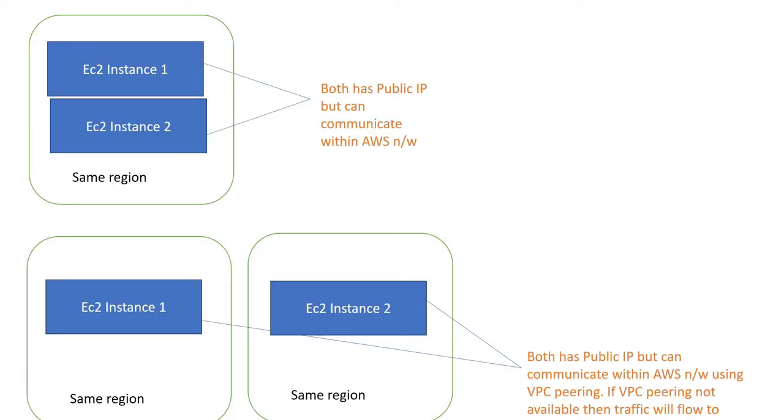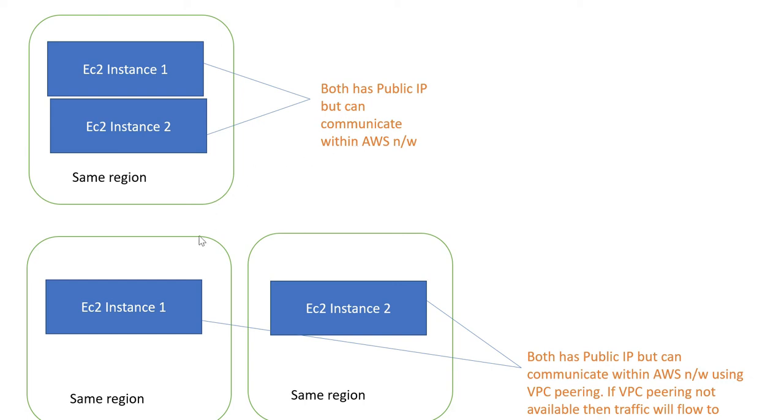Let's look at some scenarios here. For example, you have two EC2 instances in the same region, and if both are using public IPs, then the question here is, will the traffic flow to the internet or will it remain within the boundaries of the AWS network? So the answer is it will remain within the AWS network. The traffic will not flow to the internet.